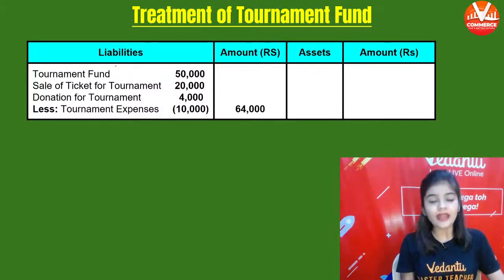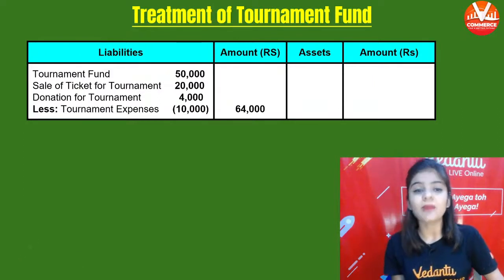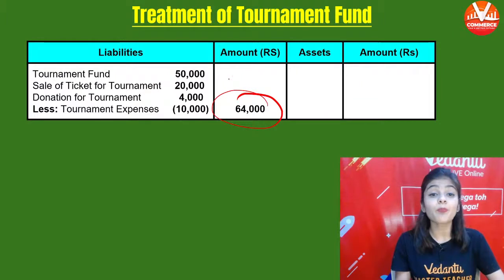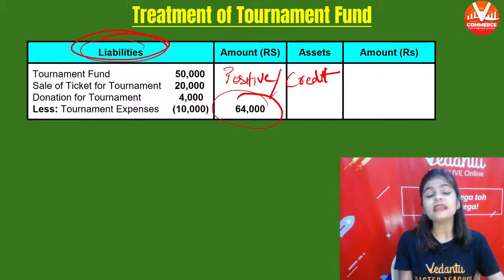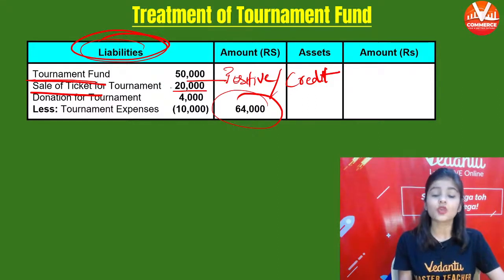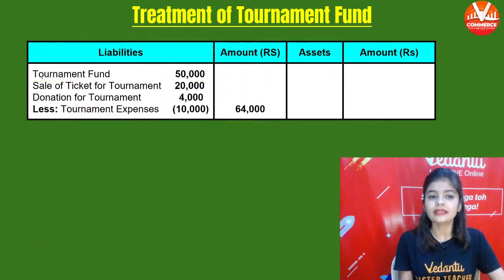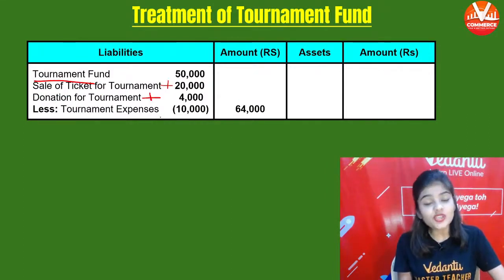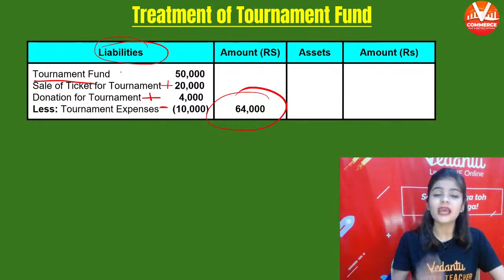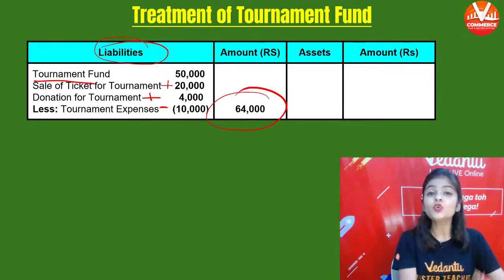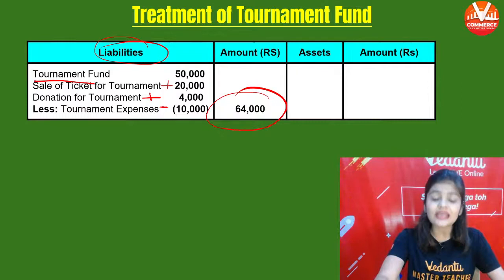And this is your treatment of specific fund. This is fund-based accounting. I have told you that if your answer is positive or it is credit balance, it will be recorded on the liability side of balance sheet. In the specific fund, tournament, you will add the income, sale of ticket. You will add the income, you will add donation, and you will subtract the expenses. If the answer is positive, it will be recorded on the liability side of the balance sheet. If the answer is negative, it will be debited to the income and expenditure account. This is fund-based accounting, and now we have completed the whole topic.